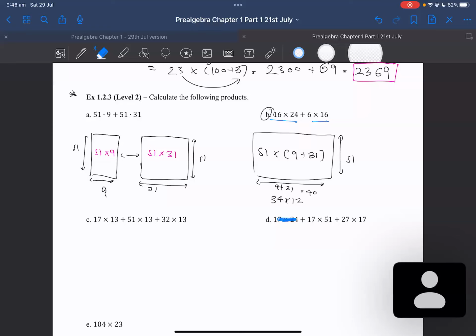Think of rectangles. I would draw something small. Split that to be easy.